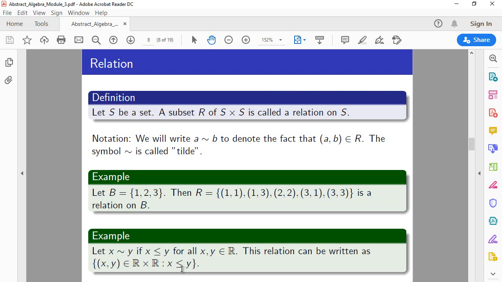Now, as a geometric object, what is that? R cross R is the plane, the set of all points in the plane, and then y equals x is a straight line passing through the origin with slope 1. And then, since y is greater than or equal to x, it means we want all the points above the line y equals x. If you take all the points above the line y equals x, then all those points will belong to this relation.